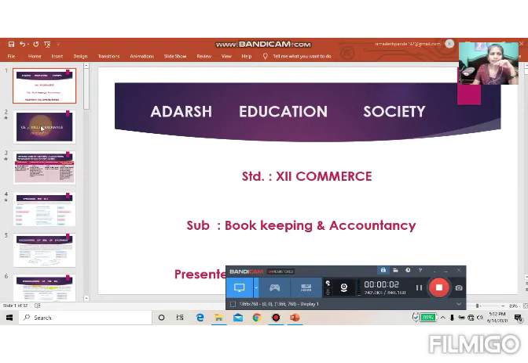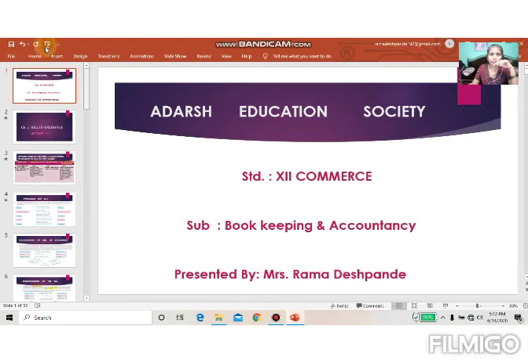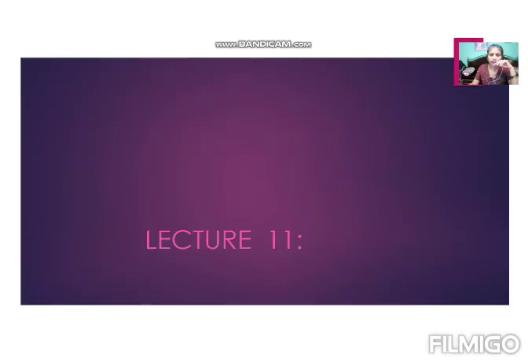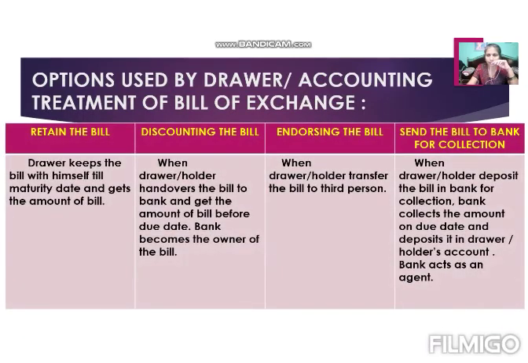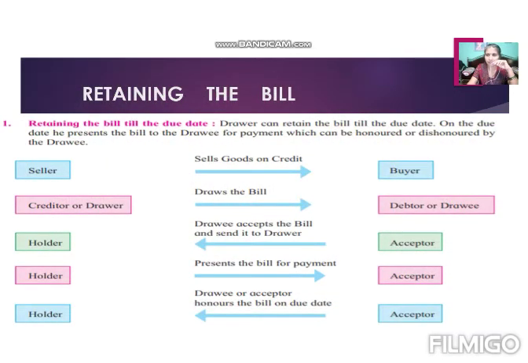Hello students, in the last lecture we started with the options used by the drawer. There are four options available, and any one of them can be used by the drawer. The first one, retaining the bill, means the drawer keeps the bill with himself till maturity date and gets the amount of the bill, which we already discussed in the last video.